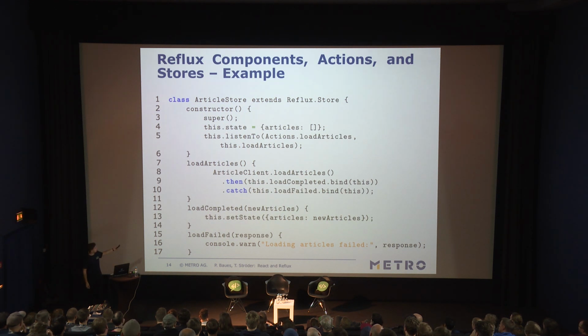We're loading the articles. If it goes right, everything is completed, then we'll jump into the loadCompleted, which sets the state. So the articles that are in this store will just be the new articles that we just fetched. And if it's not going right, and if it's failing, we do some kind of error handling here. I'm just logging a warning. Doesn't matter for this example. Okay.